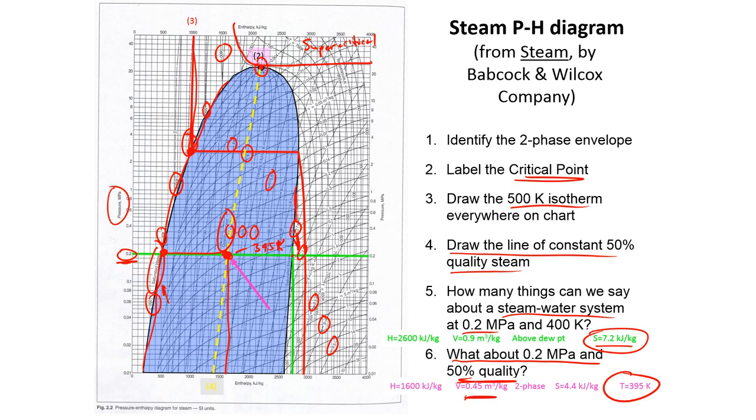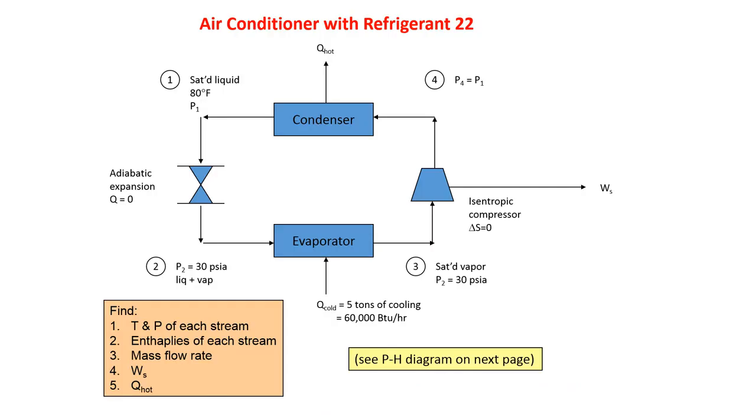Okay, so that's an example of a pressure enthalpy diagram, and we're going to use this now as an example. Now this is water, but we're going to use this in the next example with a refrigeration cycle. Now we're going to use refrigerant 22. Refrigerant 22 is actually a hydrochlorofluorocarbon.